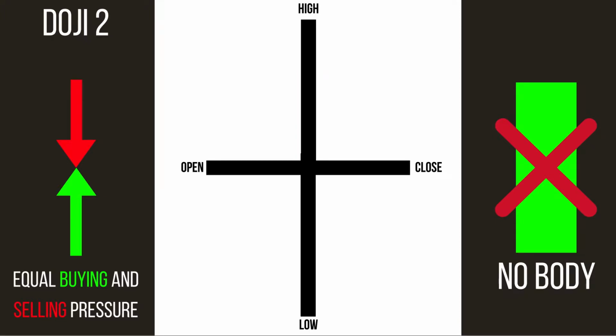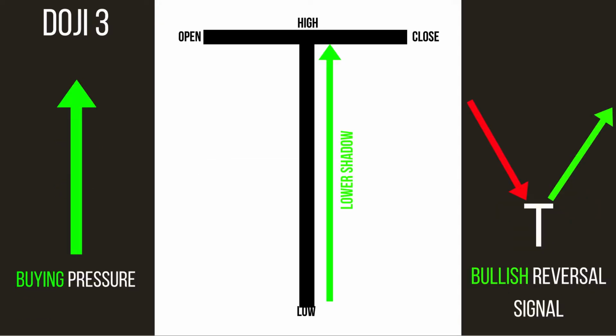Number 2 is called the long-legged doji pattern. Some say this is the most significant doji for identifying reversal trades. It's basically the same as the default doji. The only difference is that the upper and lower shadows are longer, and of course, like every other doji, there's no body. Number 3 is the dragonfly doji.